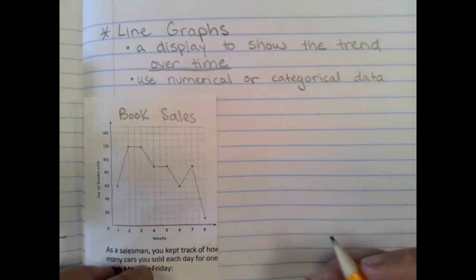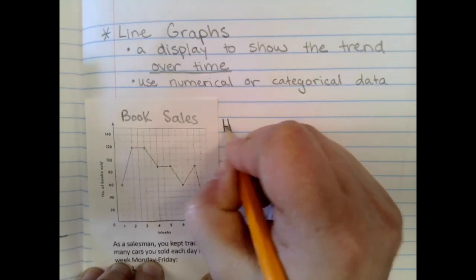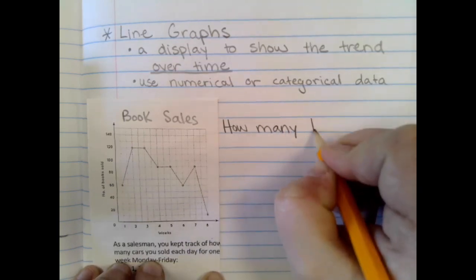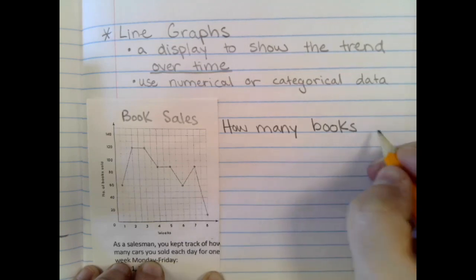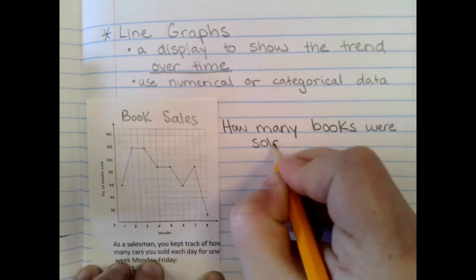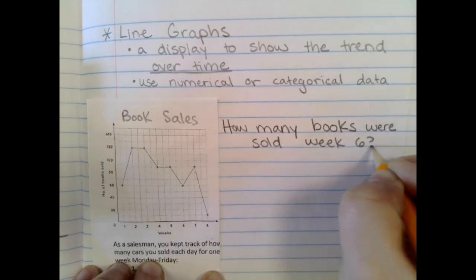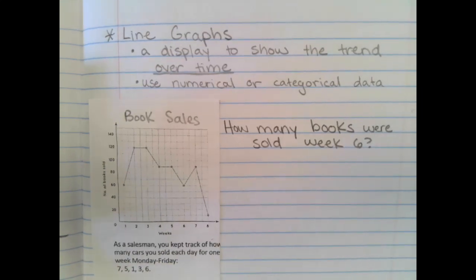All right, so we're going to ask 2 questions with this one, and then we're going to make our own line graph. So first question is, how many books were sold week 6?